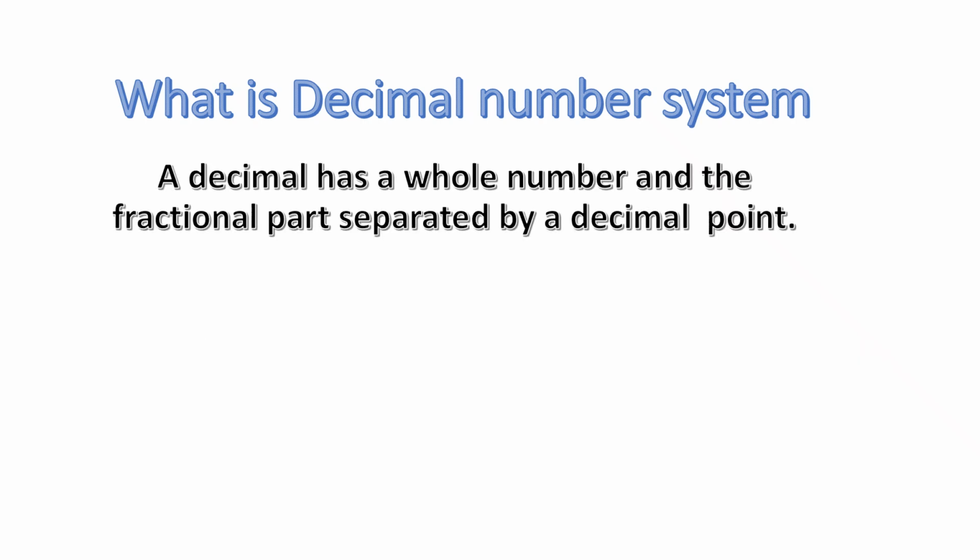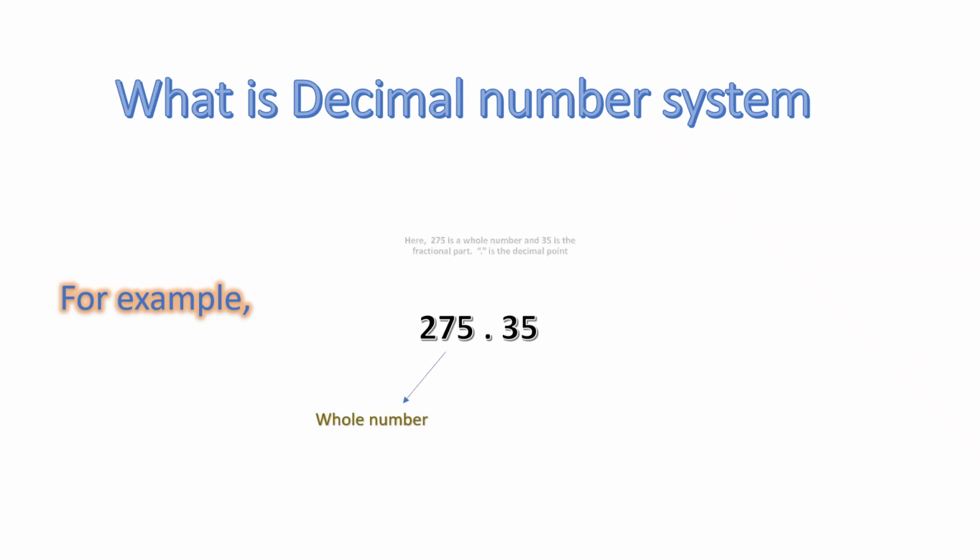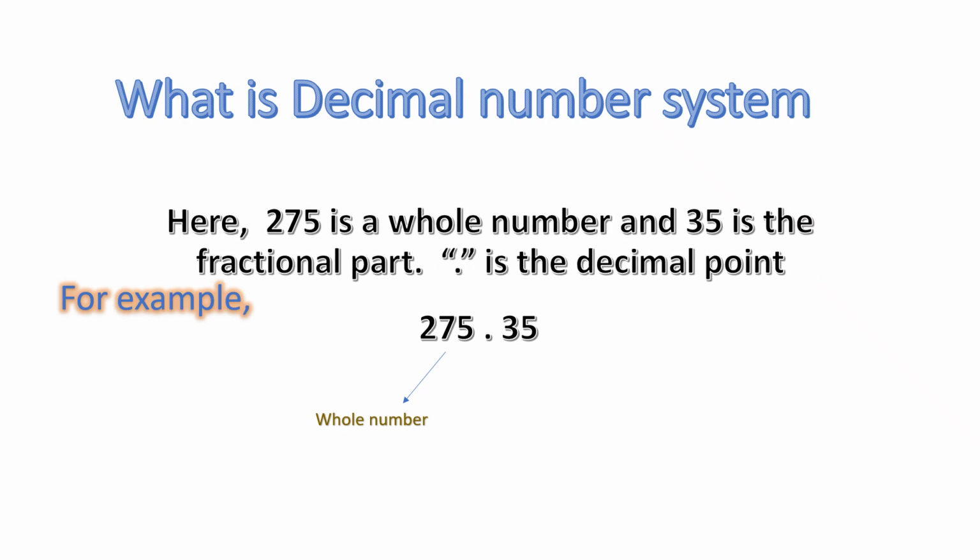So a decimal number system is divided into parts. It has a whole number and a fractional part, and these two parts are separated by a decimal point. What does it mean? Let us understand by an example. So this is the way of writing a decimal number. Here you can see this is a whole number, 275. After that we have 35 after a point. This 35 is called the fractional part. And in between we can see a dot. This dot is known as the decimal point.